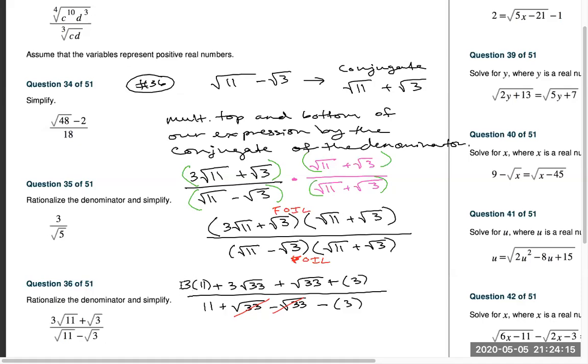Simplify where you can. This part here is 33. So 33 plus, you have 3 root 33 plus 1 root 33. That's 4 root 33. And still a plus 3 here. Bottom 11 minus 3. So that gives you 36 plus 4 root 33 divided by 8. So we're still not done with this problem. We have to simplify this by factoring.